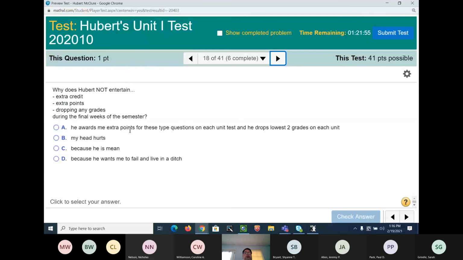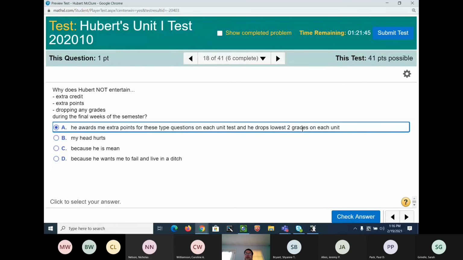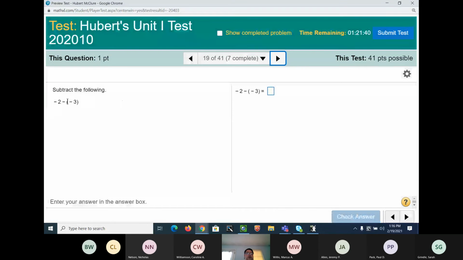Why does Hubert not entertain, "I want extra points or extra credit at the end of the semester"? Because I give you these bonus questions and I let you drop 2 grades on each unit test. So don't ask. There's a sign problem. -2 plus 3 is +1.